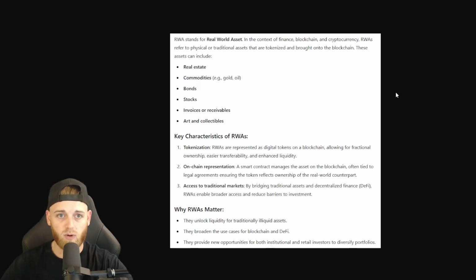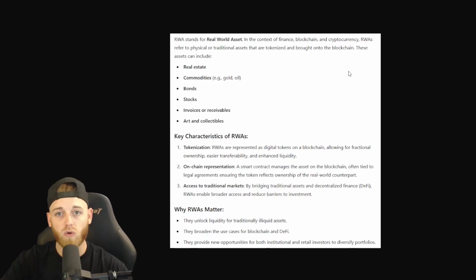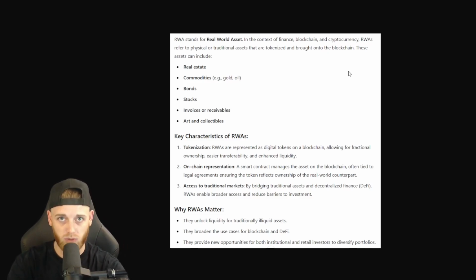Okay, so RWA stands for real world assets. In the context of finance, blockchain and cryptocurrency, RWAs refer to physical or traditional assets that are tokenized and brought onto the blockchain. These assets can include, say, real estate. So imagine buying a house, but you're buying it with, say, 60 or 70 other people, right? And you can rent the house and then take a dividend from the house through owning a percentage of that house. So that's essentially like tokenizing the real estate market.